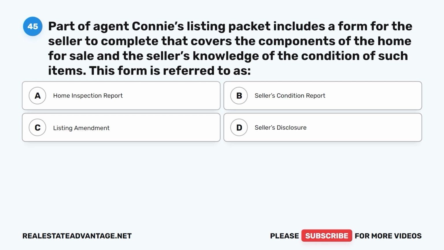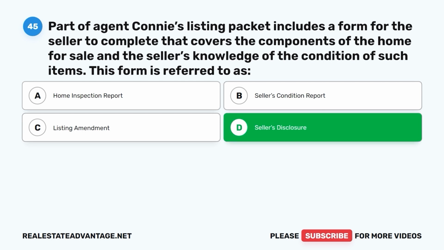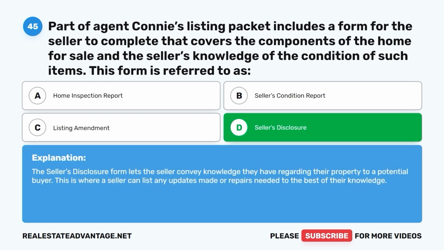Question 45. Part of Agent Connie's listing packet includes a form for the seller to complete that covers the components of the home for sale and the seller's knowledge of the condition of such items. This form is referred to as A. Home inspection report, B. Seller's condition report, C. Listing amendment, D. Seller's disclosure. The correct answer is D. Seller's disclosure. The seller's disclosure form lets the seller convey knowledge they have regarding their property to a potential buyer. This is where a seller can list any updates made or repairs needed to the best of their knowledge.